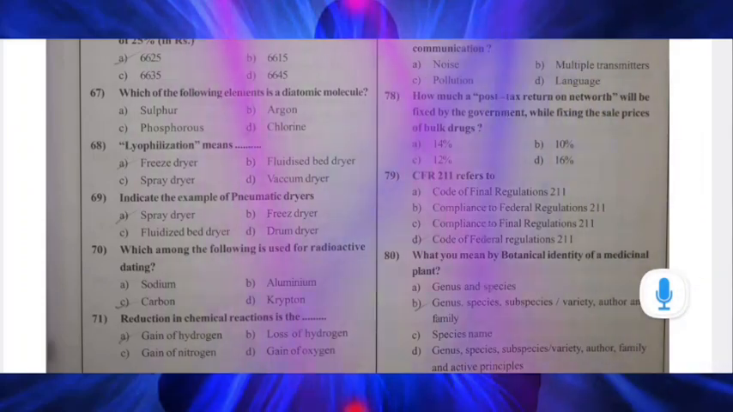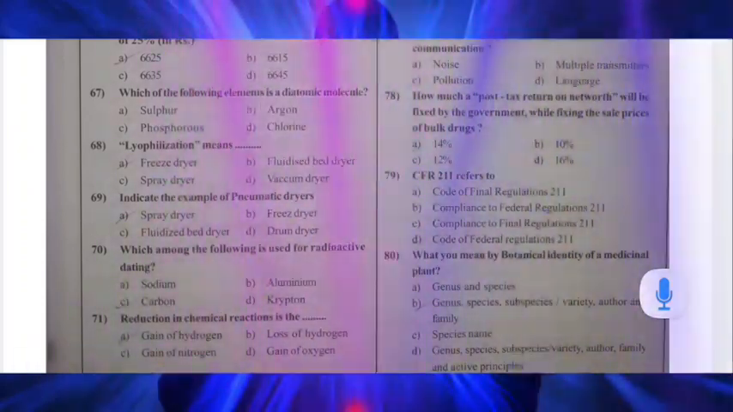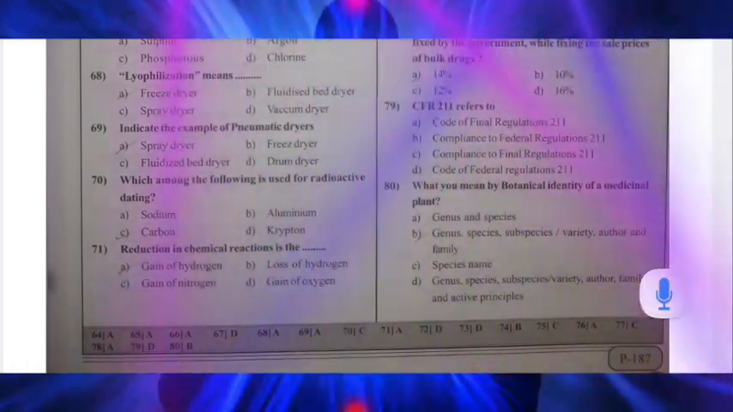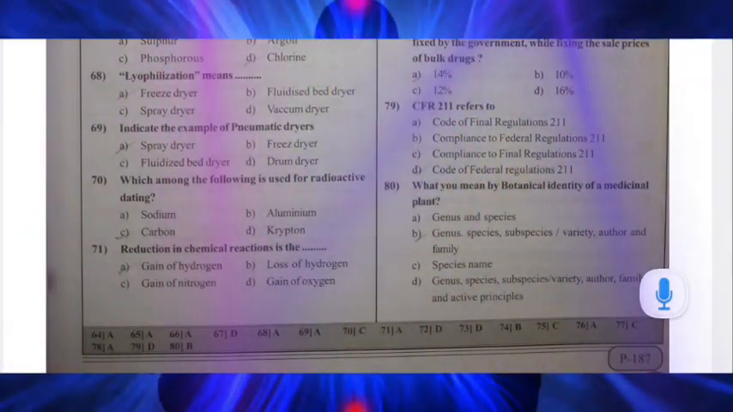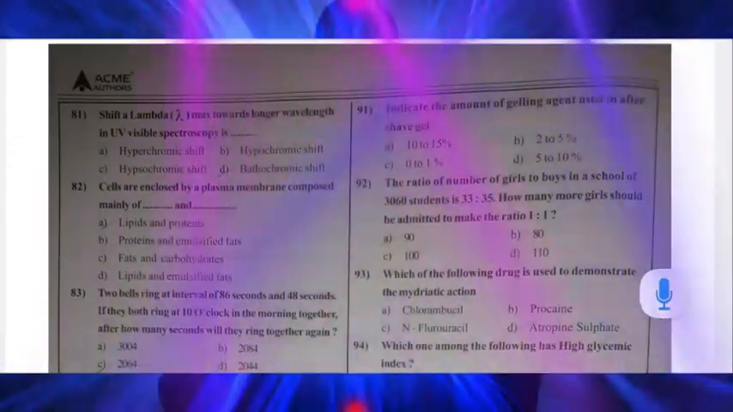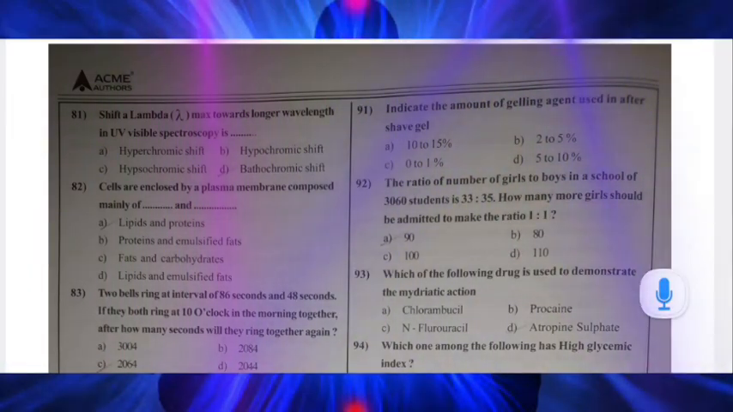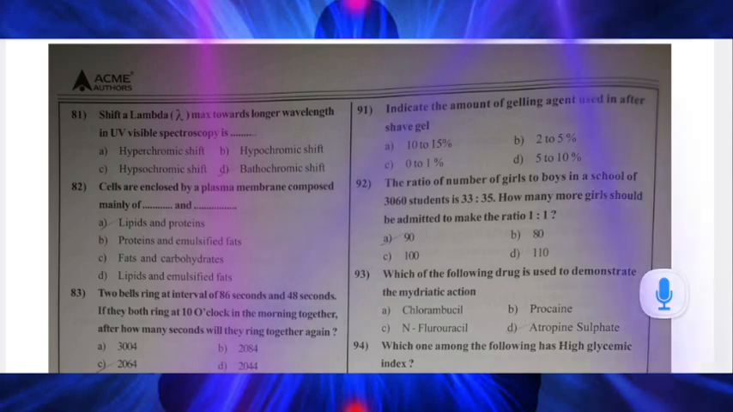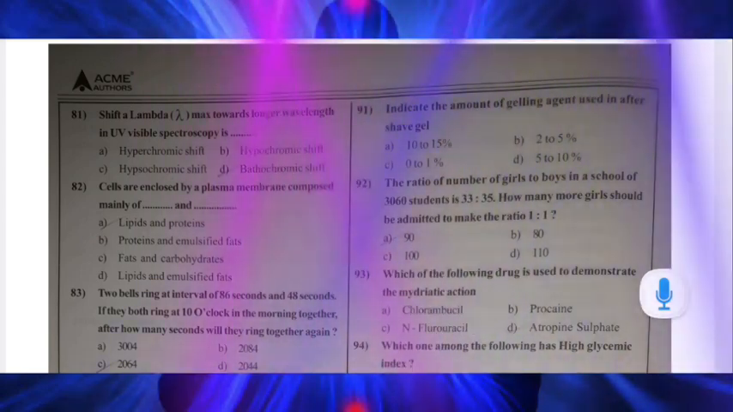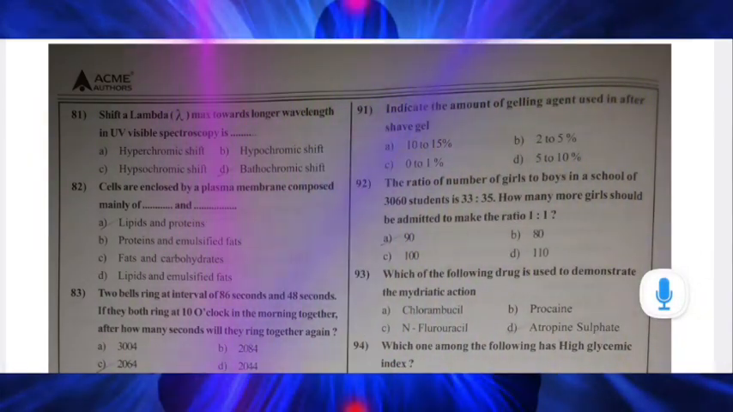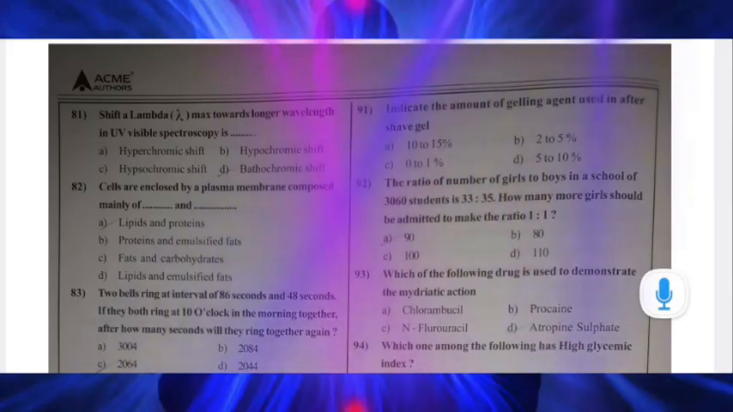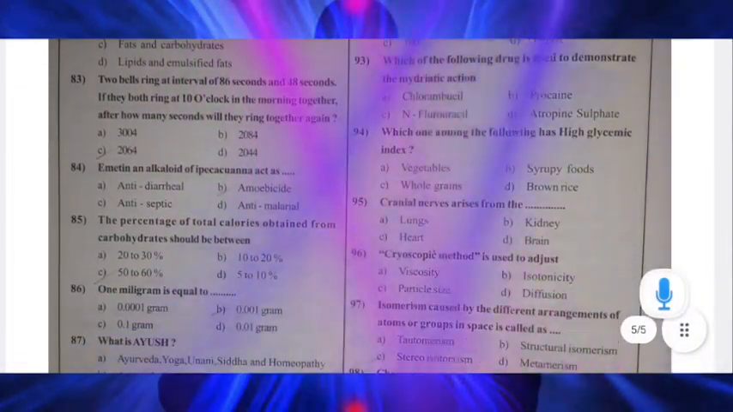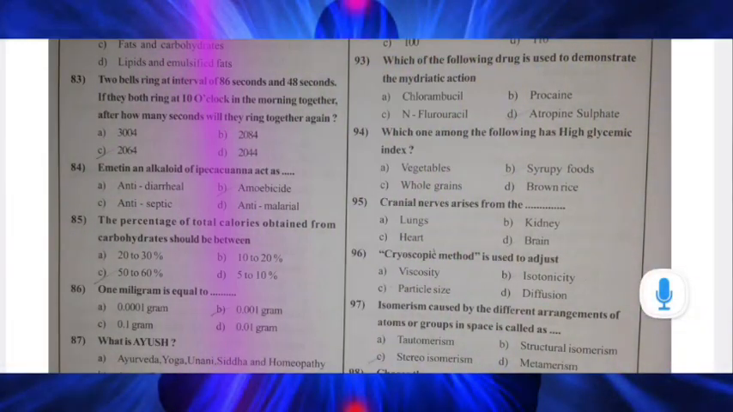CFR 211 refers to Code of Federal Regulations 211. What do you mean by botanical identity of a medicinal plant? Genus, species, subspecies, variety, author, and family. A shift of lambda max towards longer wavelength in UV-visible spectroscopy is bathochromic shift. Cells are enclosed by a plasma membrane composed mainly of lipids and proteins.